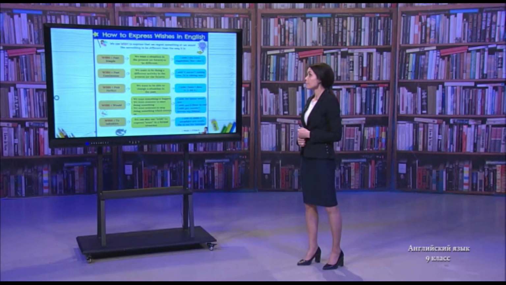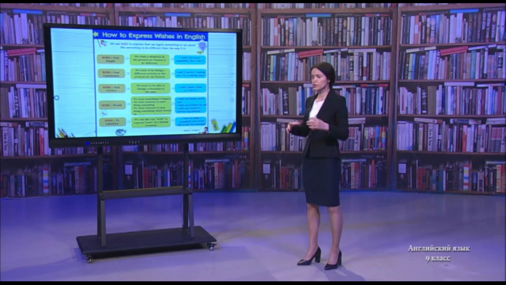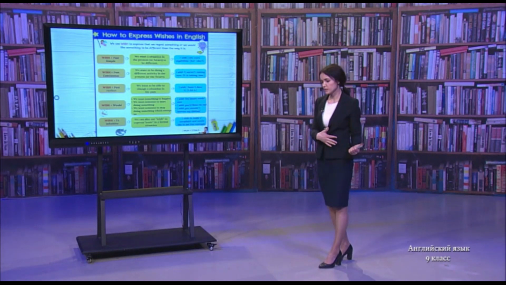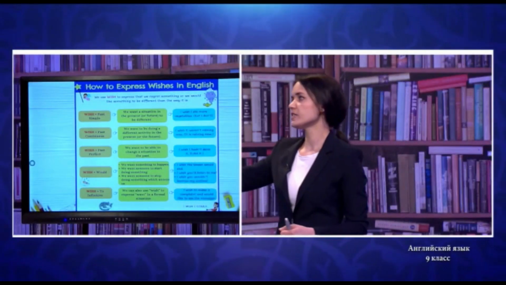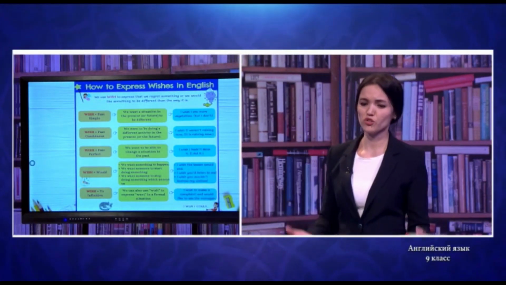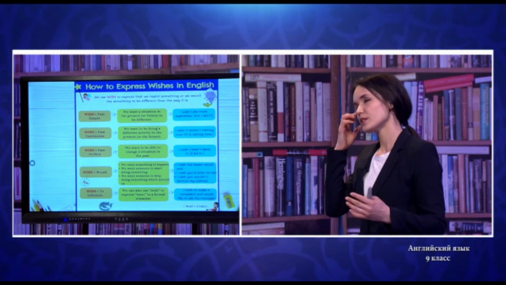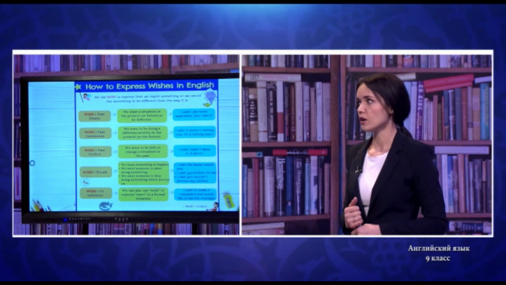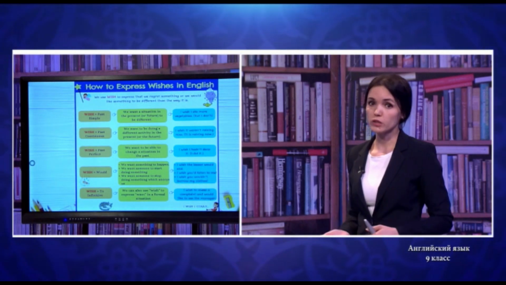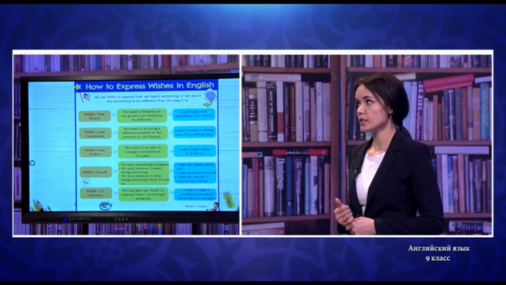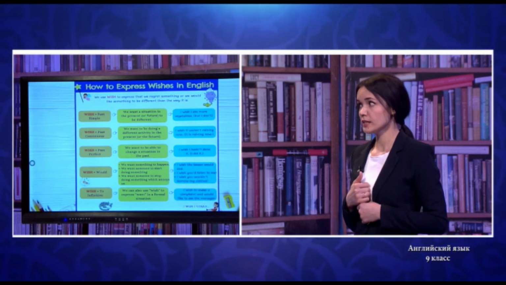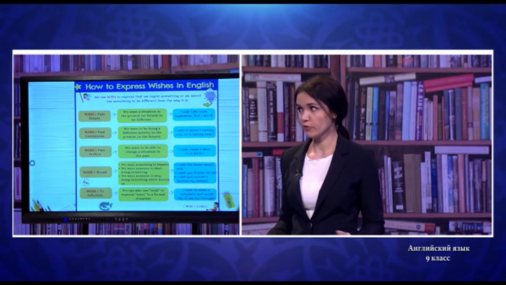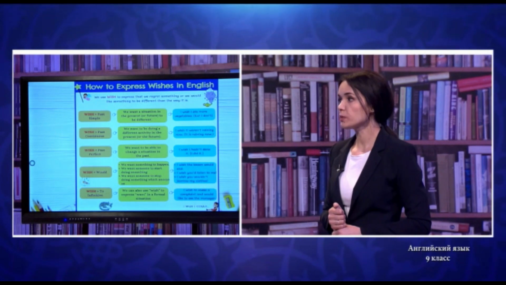Wish plus past perfect. We use this structure when you talk about something you regret in the past. I wish I hadn't done it. You did something wrong, you don't like it. For example, you did something that your parents argue or quarrel with you about, and that's why you have some regret, and you say, I wish I hadn't done it. But it happened, unfortunately.